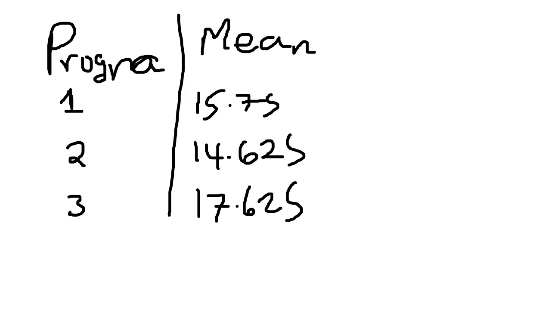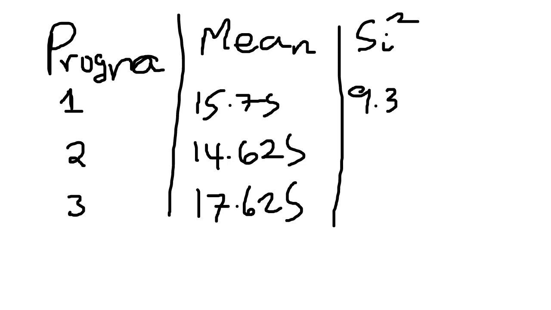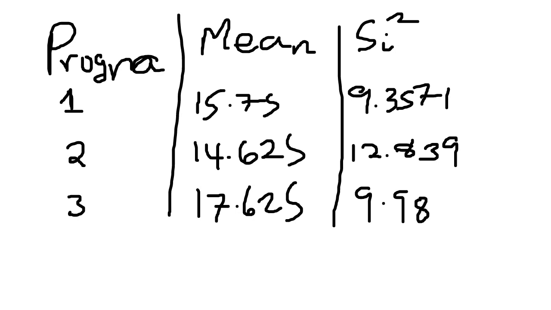Give me the variances for each. 9.3571, yes, thank you. Variance for the second treatment: 12.8392. Yeah, we're moving because now I notice people know how to find these. So please, guys, whatever you have done from first year, we need that knowledge. 9.9821.